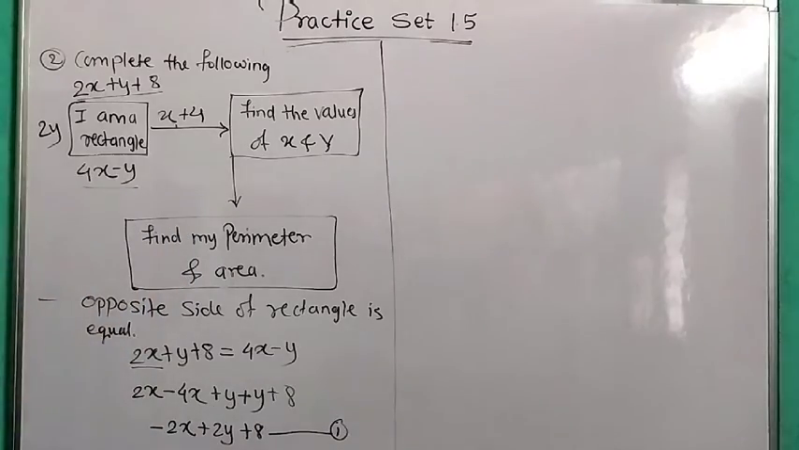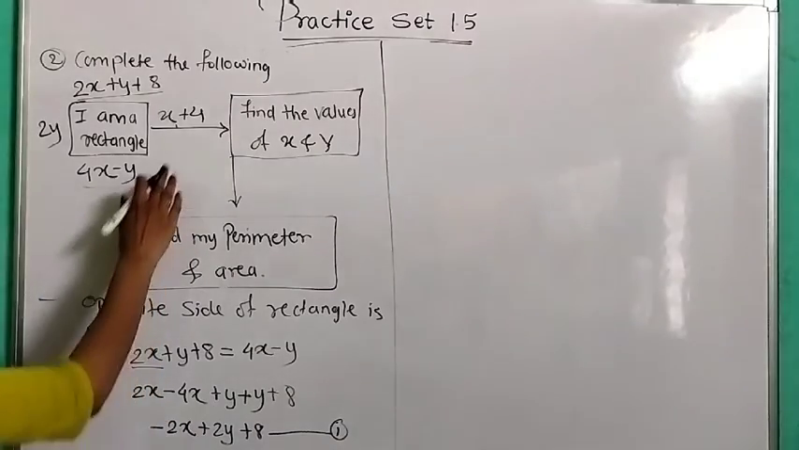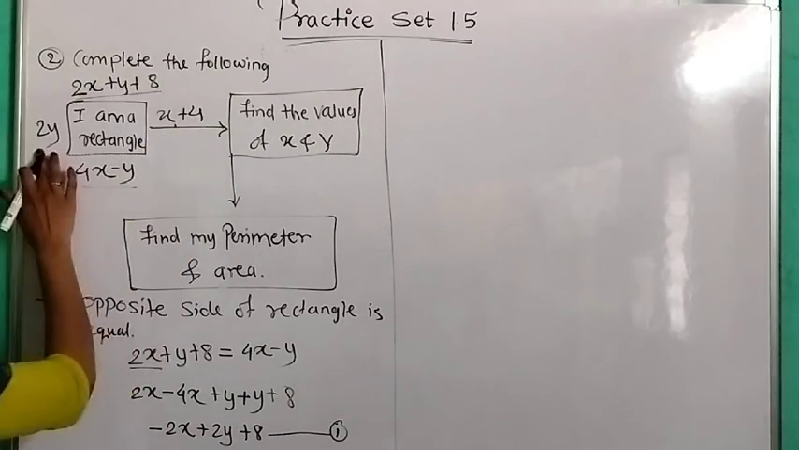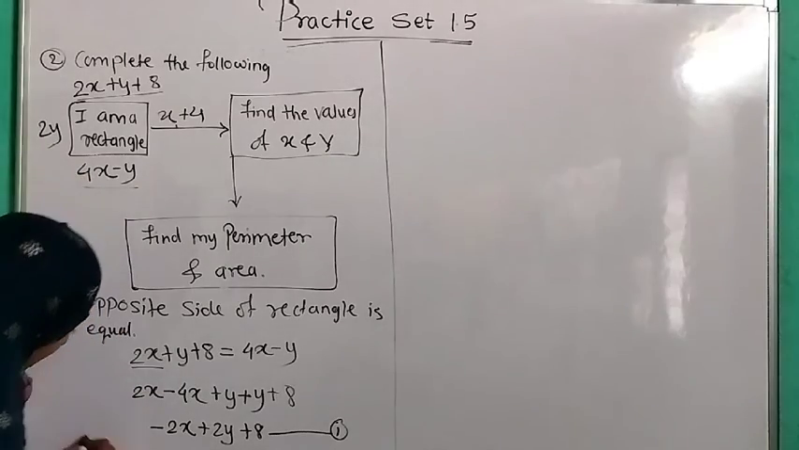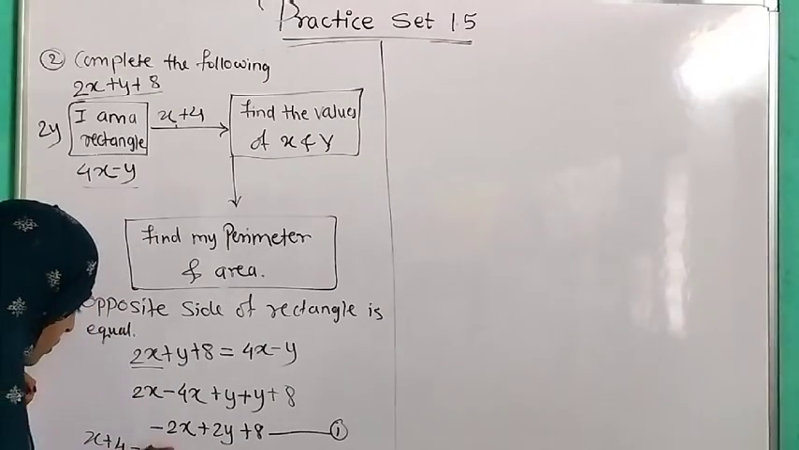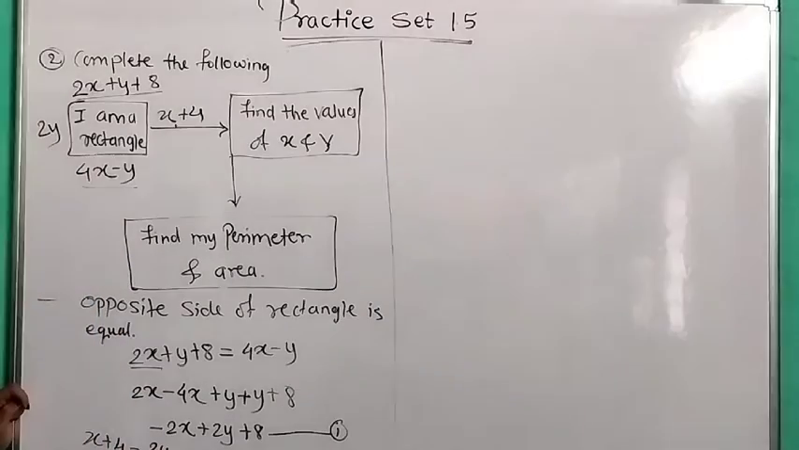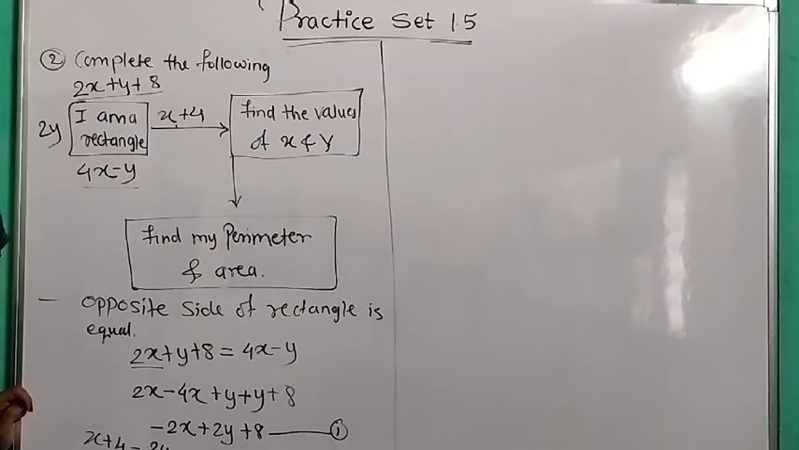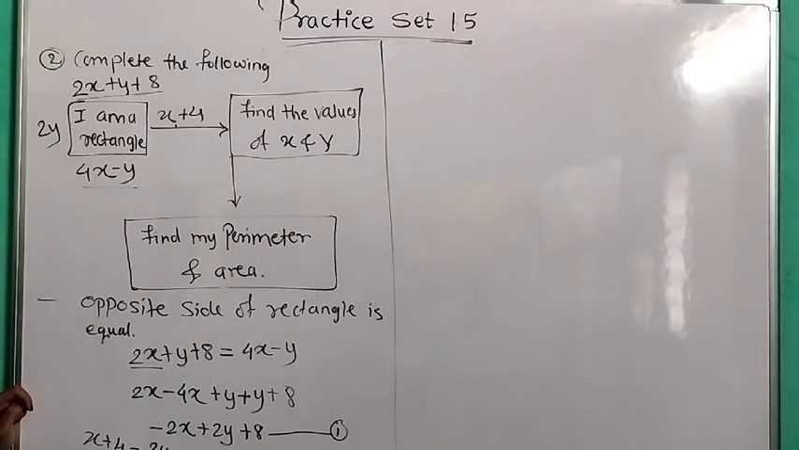We get one equation. Now another equation, x plus 4 is equal to 2y. So what we are going to do here? We are going to shift this 2y here. It becomes negative.